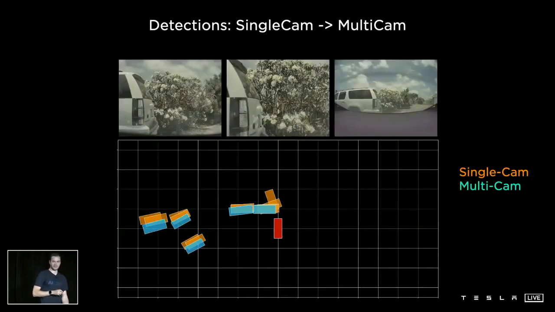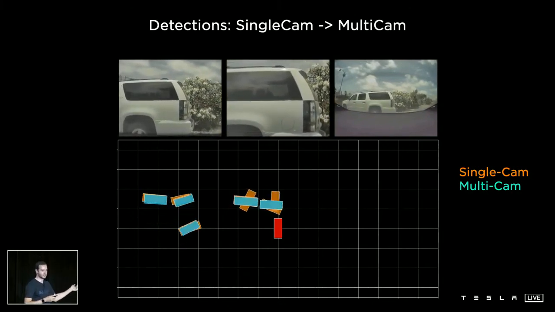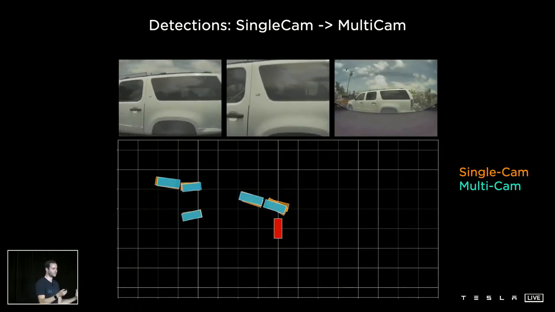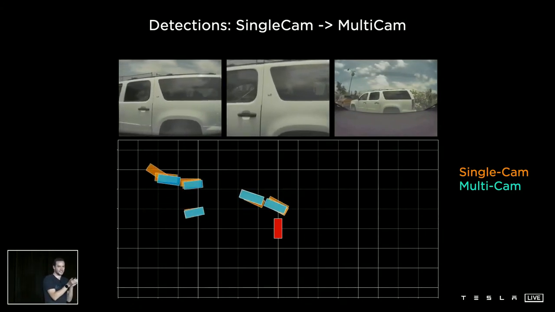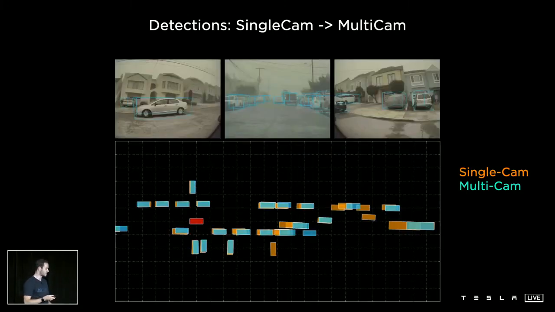This also improved a lot of our object detection. So for example, here in this video, I'm showing single camera predictions in orange and multi-camera predictions in blue. Basically, you can't predict these cars if you are only seeing a tiny sliver of a car. So your detections are not going to be very good, and their positions are not going to be good. But a multi-camera network does not have an issue.